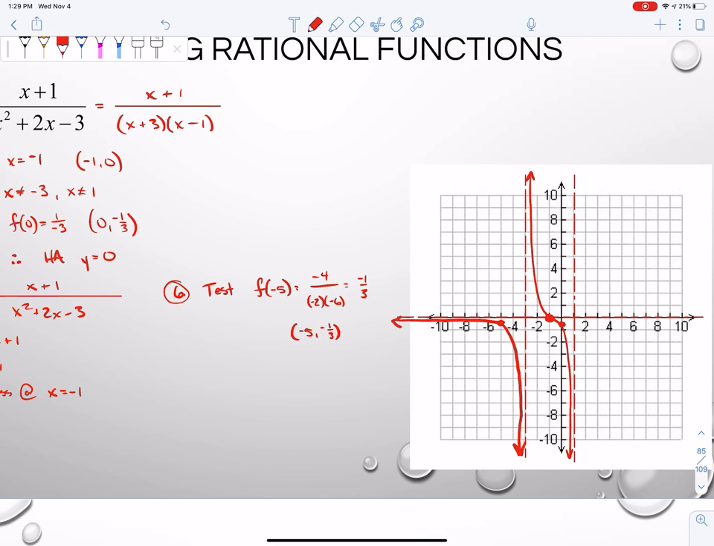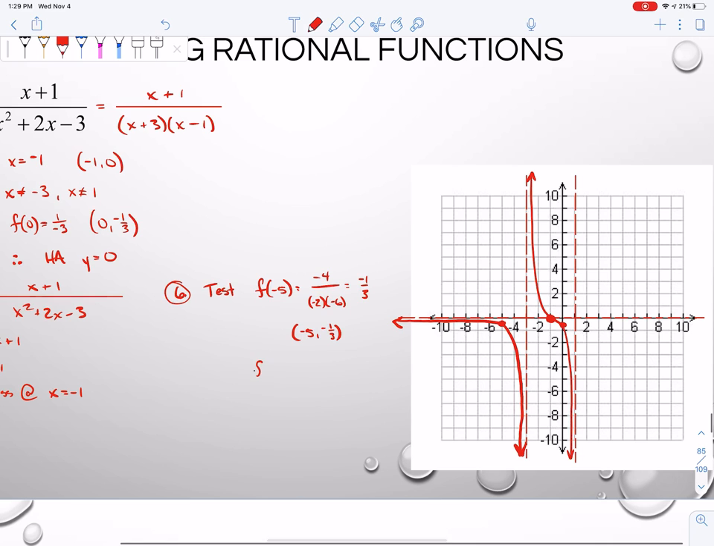I also need to know what's happening greater than the positive one. So let's test, I don't know, let's do f of 3. Okay. So I'm going to have 3 plus 1, or 4 over 3 plus 3, which is 6, times 3 minus 1, which is negative 2. So here, ironically, I'm going to get 4 over negative 12, right, or negative 1/3. I didn't plan that. So 3 and negative 1/3 is that point.